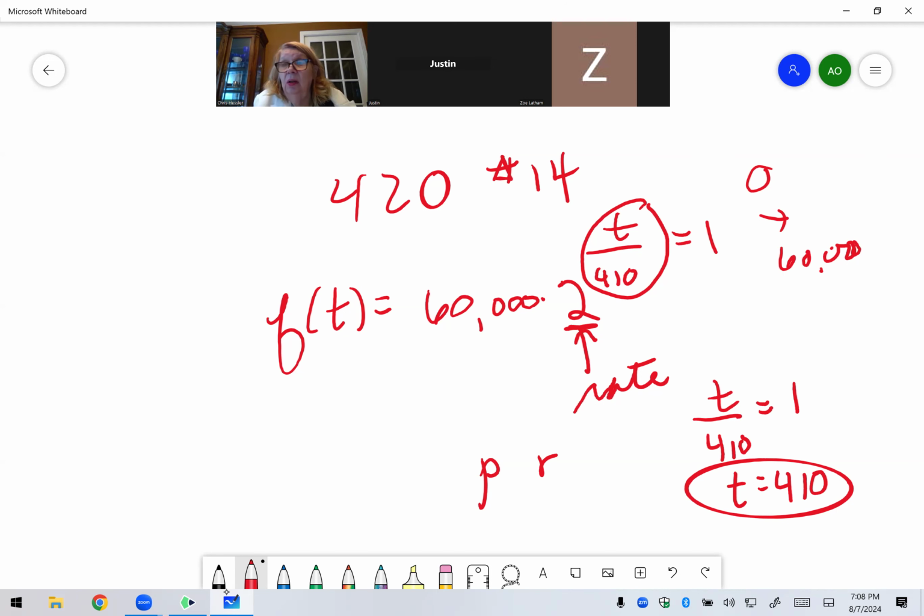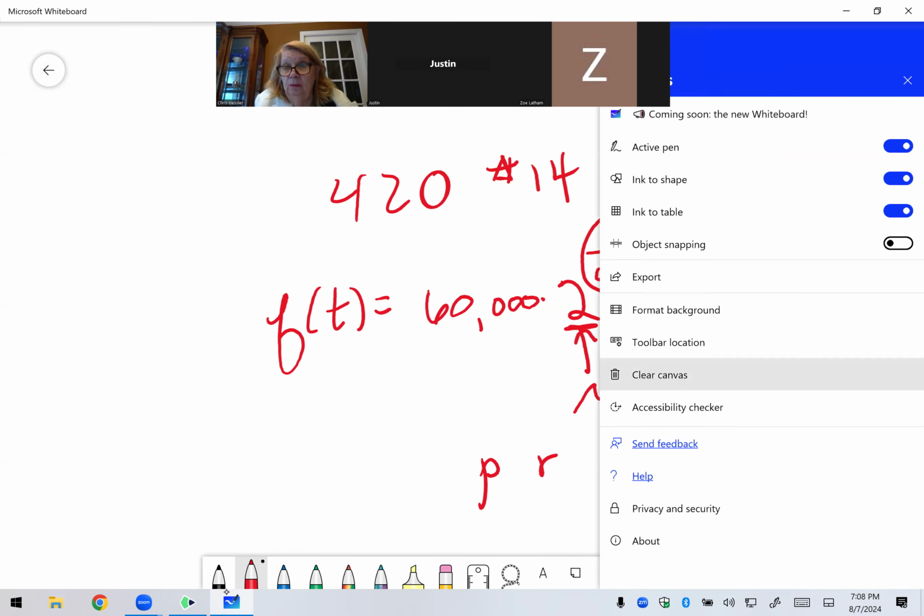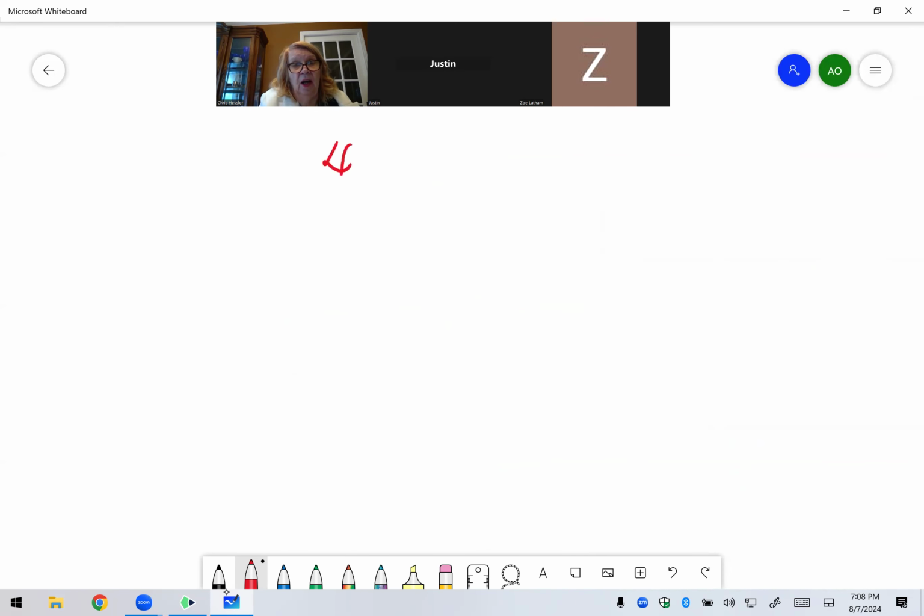I want to try a hard one. We're going to go to 499, number 20. So it's a hard one. And you can see we're at the end of a test, module 1, so it's going to be hard.